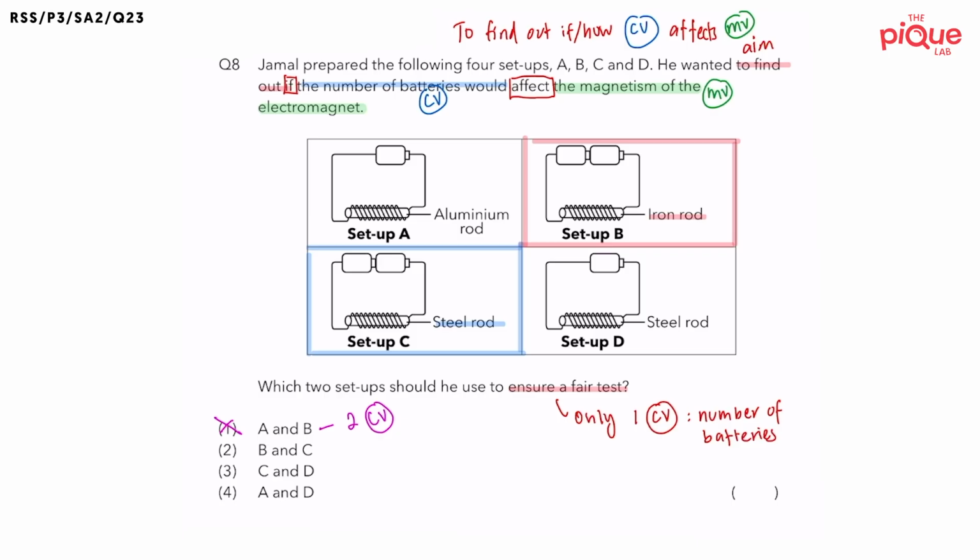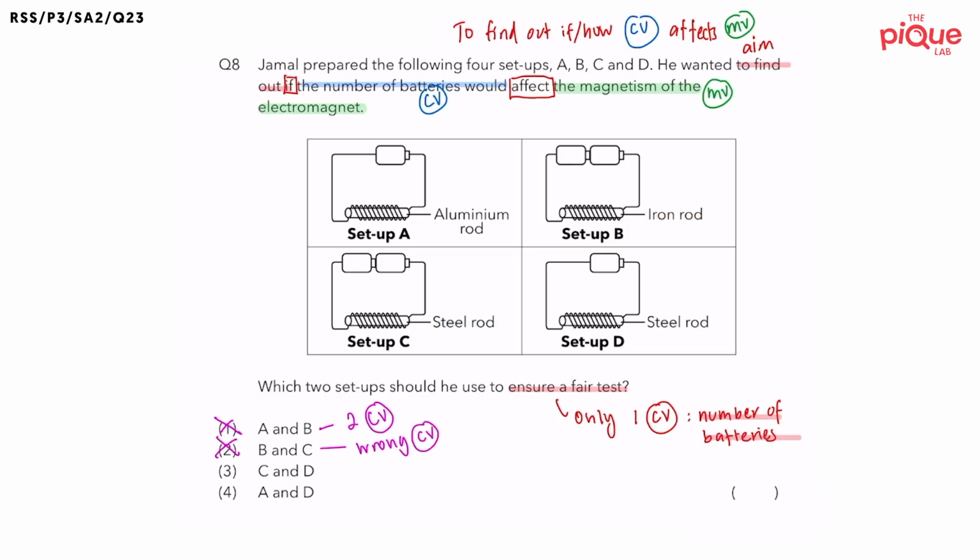However, is this the change variable that we are testing? No. What is supposed to be the change variable in our experiment? The change variable is supposed to be the number of batteries and not the type of rod. Thus, we cannot choose option 2 as our answer, as this is the wrong change variable.